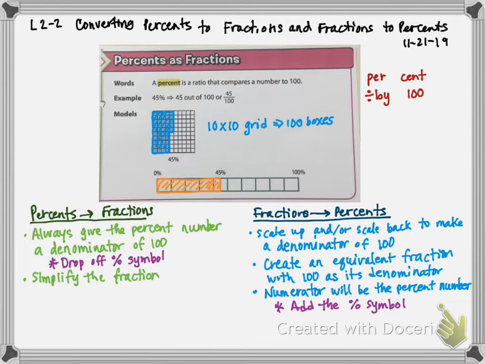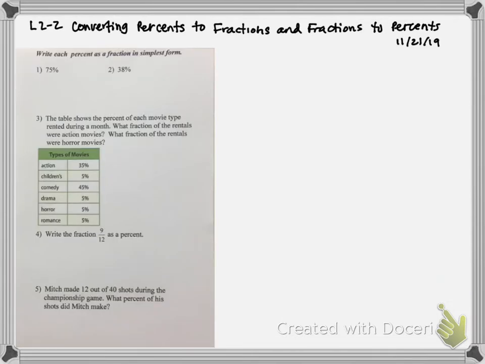All right, so on the next page, we're going to practice these two ideas. If you need to pause, go ahead and do that and copy it. I'm going to move ahead. So again, our title is Converting Percents to Fractions and Fractions to Percents. Today, again, is 11/21/19. And what we have are some problems to practice. I pushed this over to the left in case I had some writing to do on the right side. So it says, write each percent as a fraction in simplest form.